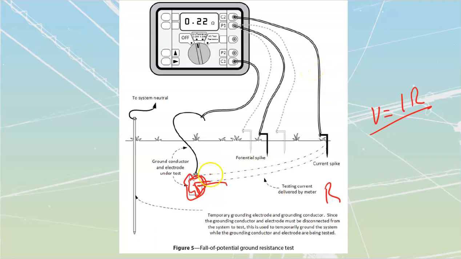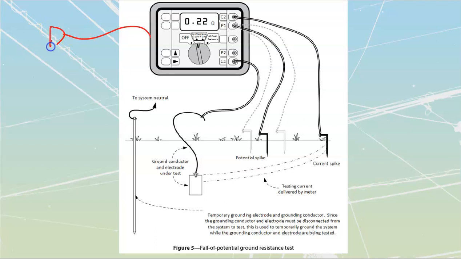The fall of potential method involves me putting a controlled amount of current through it. So this is not just a handheld meter; you're actually going to have to plug this thing in because it has to source a bunch of current. So it's got power inside of it. You've got 3 probes off of it. One of them is going to go to the ground conductor and electrode under test.